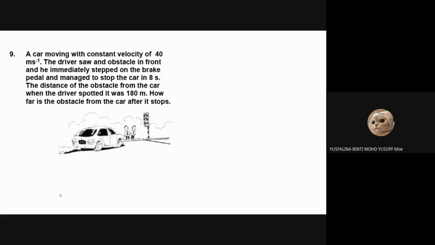The question says a car is moving with a constant velocity of 40 m/s. The driver saw an obstacle in front and immediately stepped on the brake pedal and managed to stop the car in 8 seconds. The distance of the obstacle from the car when the driver spotted it was 180 meters. How far is the obstacle from the car after it stops?